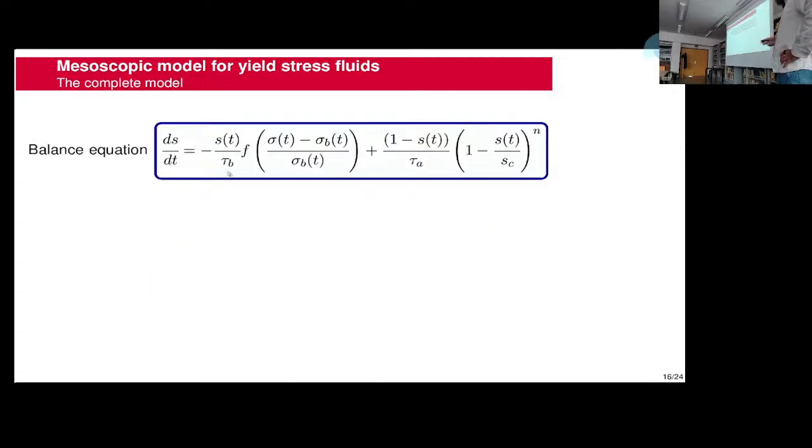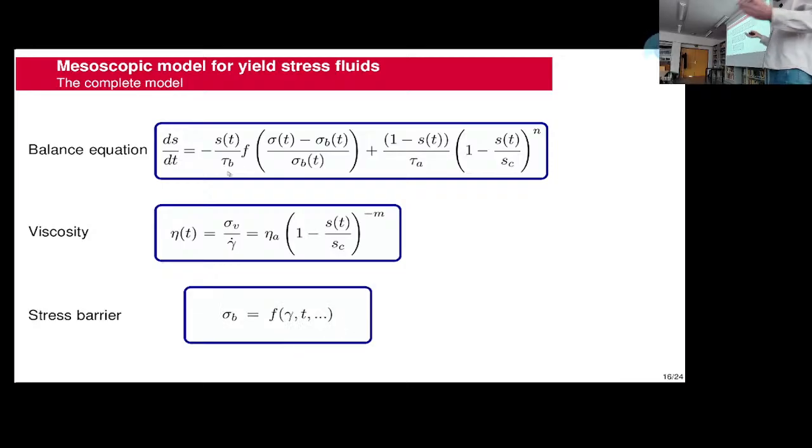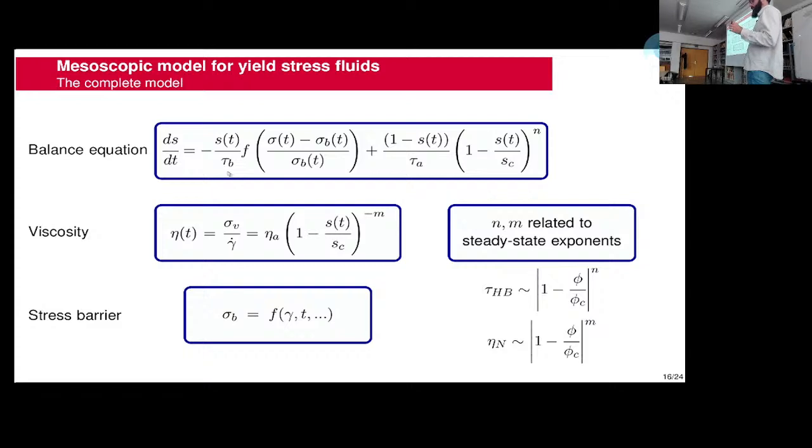But we also have an equation that describes the viscosity of the model. And it's actually really similar to the viscosity as a function of the volume fraction. And the last ingredient of the model is how you describe the barrier stress. Okay, and we will come back to this in the remaining of the presentation. One important thing to note here is that the only parameter that we put into this model can be determined from steady state experiments. So you have the two exponents m and n.